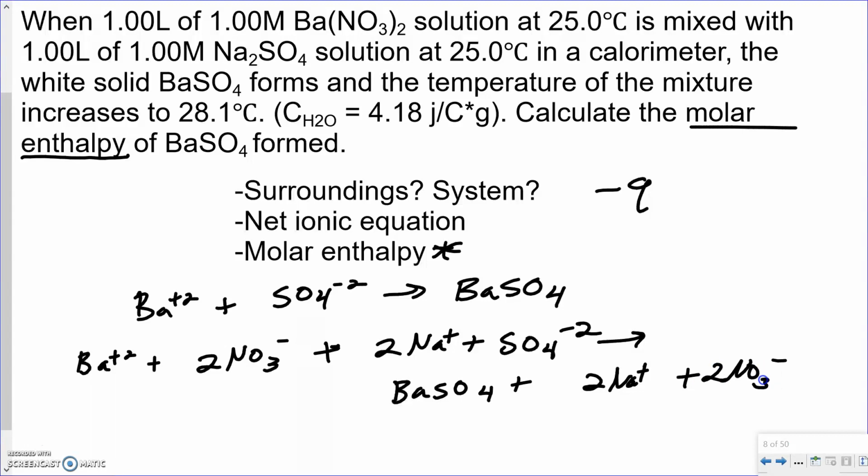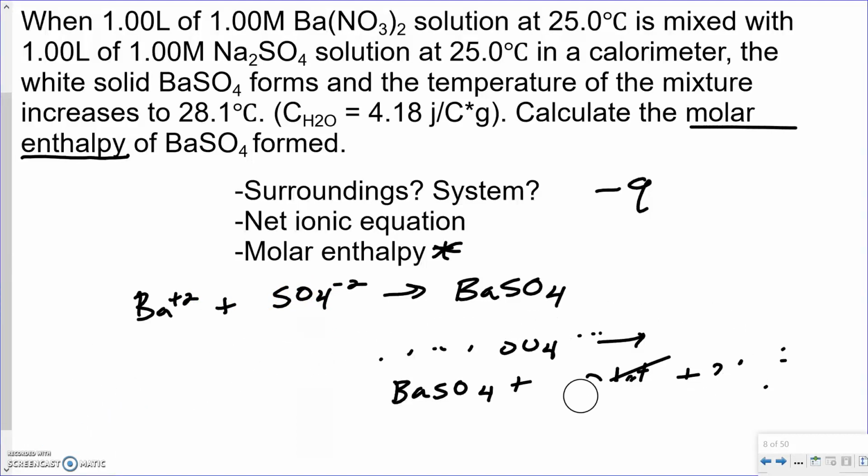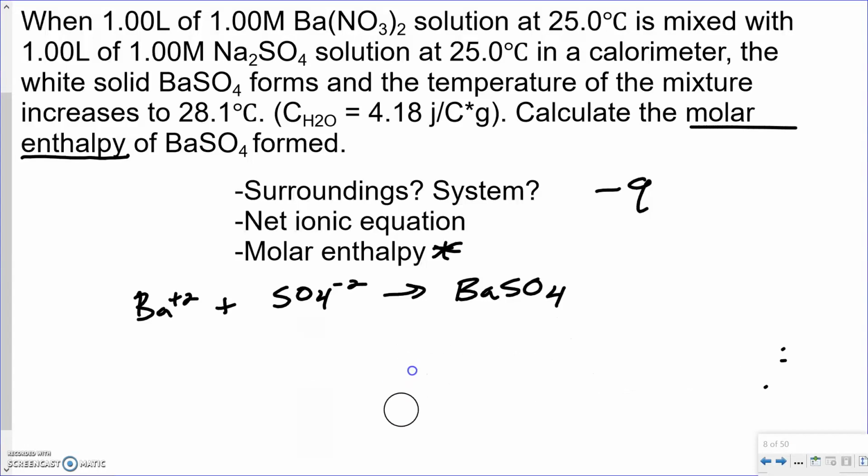Okay, and remember, we get rid of what's the same on both sides, so our 2 nitrates and 2 sodiums disappear, and what we're left with is the barium ion, the sulfate ion forming barium sulfate. Okay, so from there we calculate our Q value. We use our MCAT equation for that.